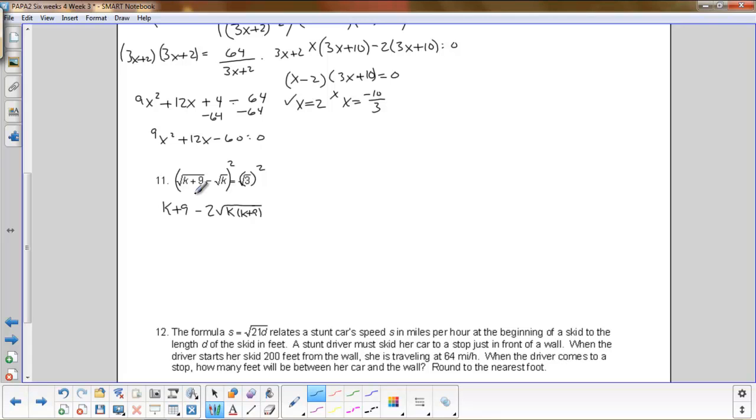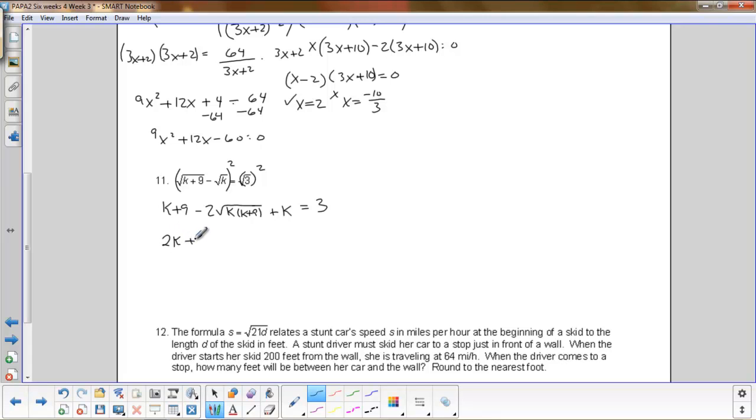Now let's look at why that is real fast. Remember, it's 2 times a times b. This is a and this is b. Since they're both under a radical, you can write them under the same radical since it's multiplication. So that's why I write it as k times k plus 9 underneath a single radical. And then I'm going to add k, because that's b squared. And that's all equal to 3, the square root of 3 squared. Now I'm going to simplify by combining like terms.